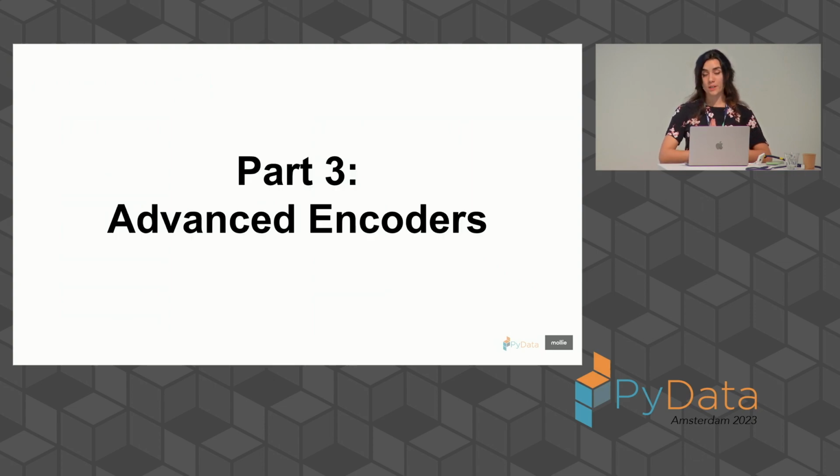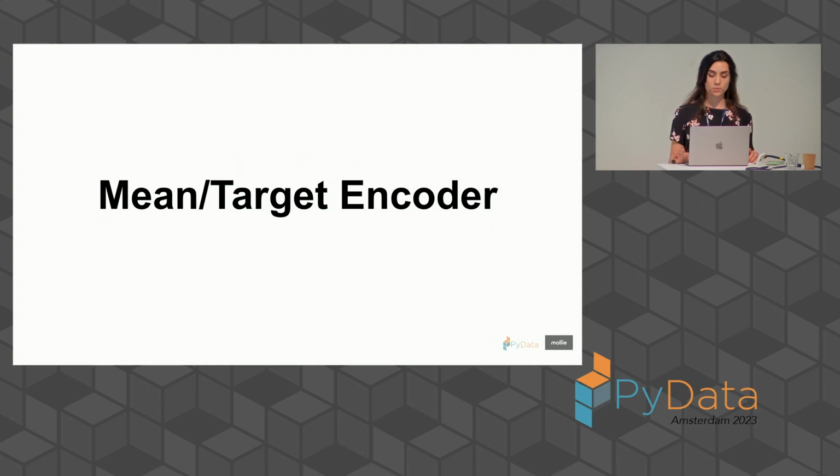So that concludes part 2. And I'm moving on to the last part. It's about the advanced encoders. What makes them different from everything that we saw before is that these encoders don't only take into account the feature itself, they also take into account the target. So they pull information from the target variable as well to make something meaningful for the model to learn from. And let's see how that's possible.